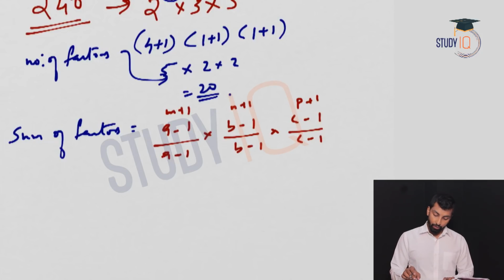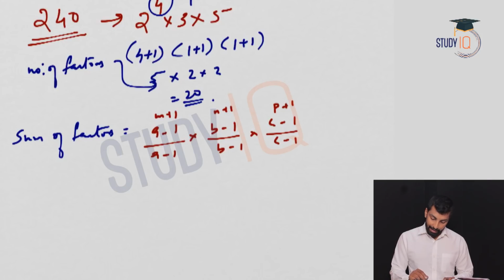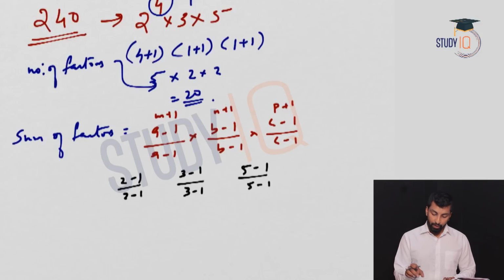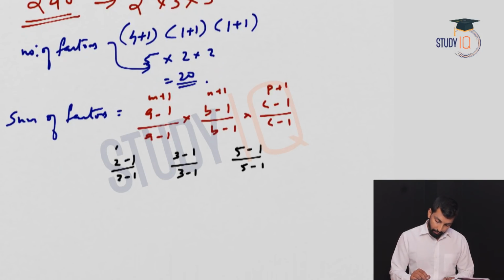Okay. Then what is A, B, C here? 2, 3 and 5, right? So let me write like that. 2 minus 1 by 2 minus 1, 3 minus 1 by 3 minus 1, 5 minus 1 by 5 minus 1. Okay. Now let's write the power also. M plus 1 means 4 plus 1, that is 5. So here it becomes 5, here it becomes 2, here it becomes 2. Okay. Now let me complete it.